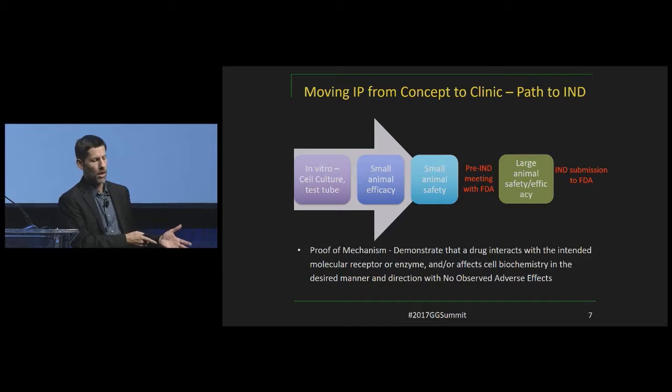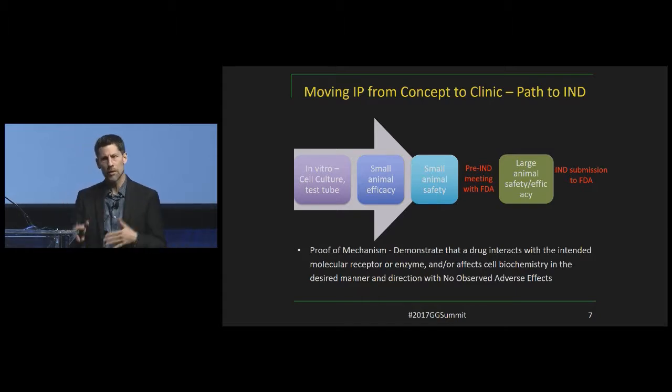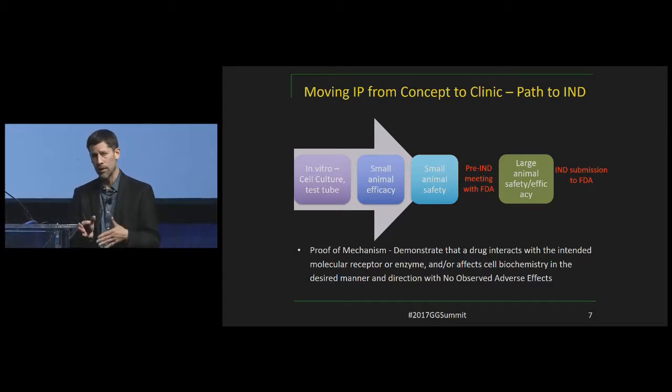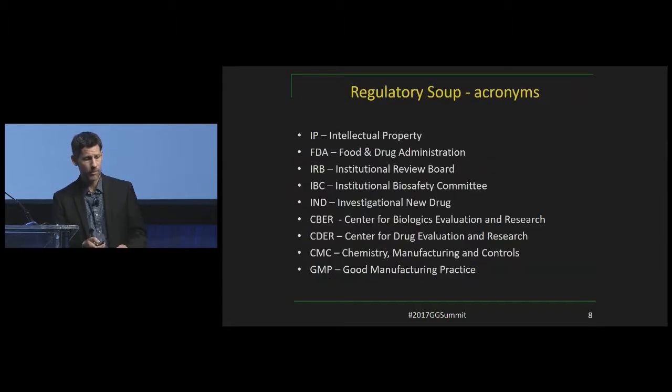So you start very, very small in vitro, so in a test tube. You move up to small animal efficacy, then you move into potentially small animal safety. Then you start to get through the FDA with a pre-IND meeting, and you do some large animal safety studies. Then you go into an IND for submission, and once that gets allowed, things don't get approved at this stage. If they get allowed, you can start your clinical trial. But really what you're trying to do is get the proof of mechanism that demonstrates that the drug interacts with the intended target to have a level of efficacy.